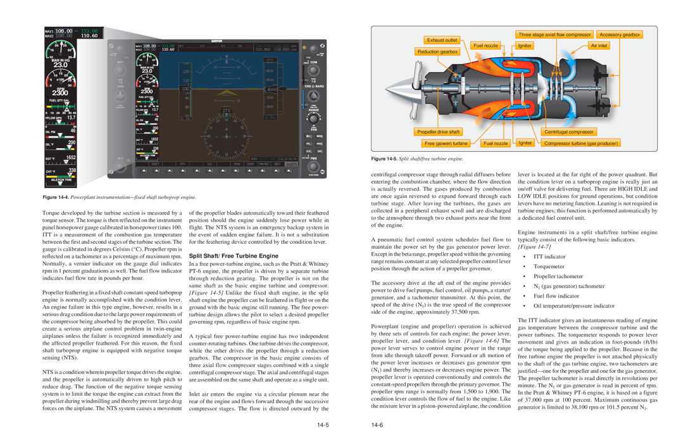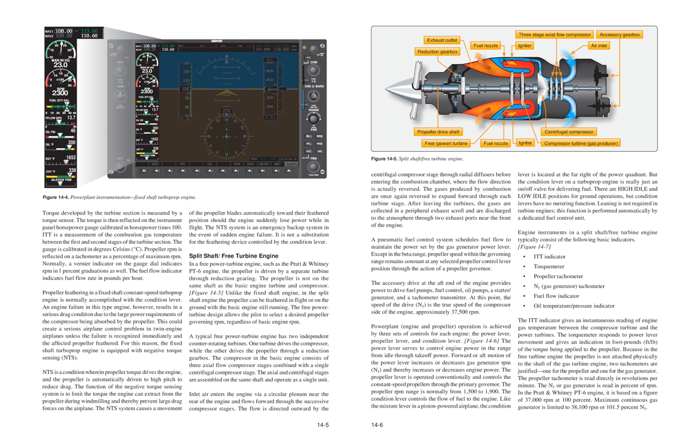Split shaft/free turbine engine. In a free power turbine engine, such as the Pratt & Whitney PT6 engine, the propeller is driven by a separate turbine through reduction gearing. The propeller is not on the same shaft as the basic engine turbine and compressor. Figure 14-5. Unlike the fixed shaft engine, in the split shaft engine the propeller can be feathered in flight or on the ground with the basic engine still running.